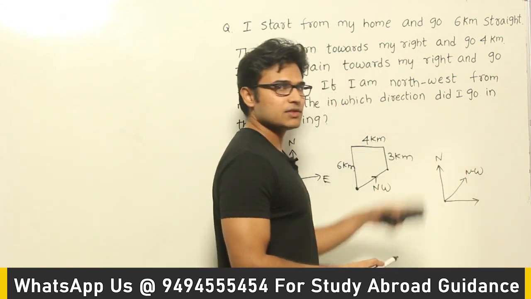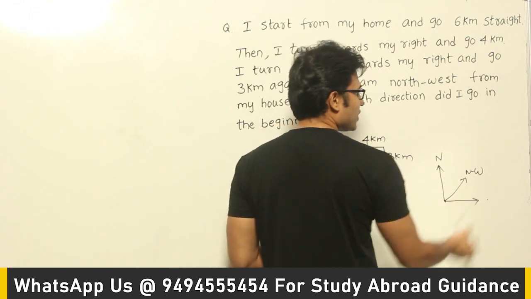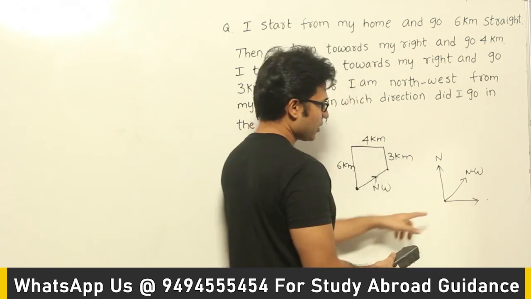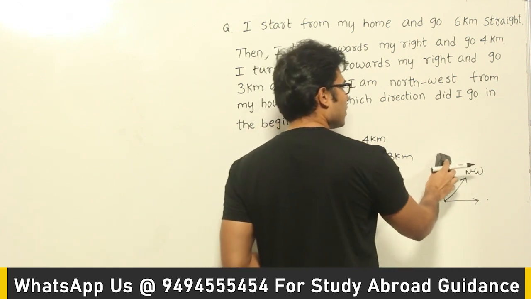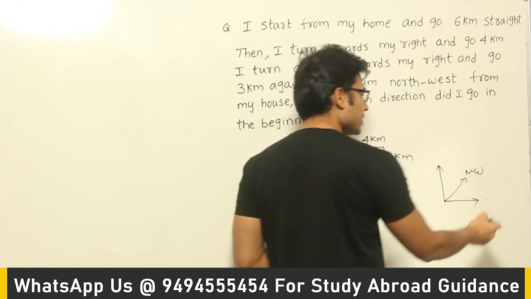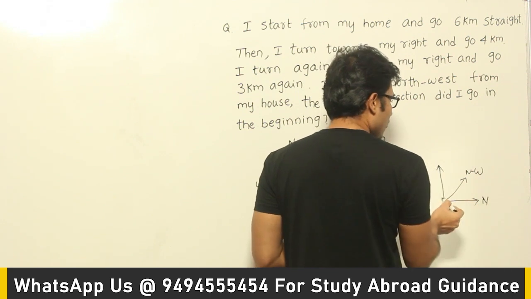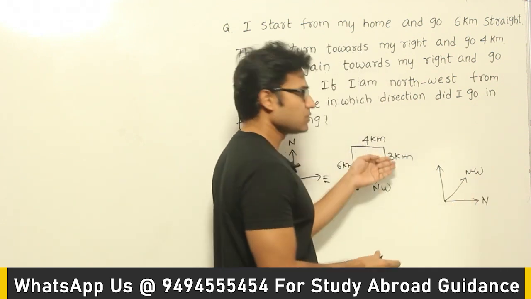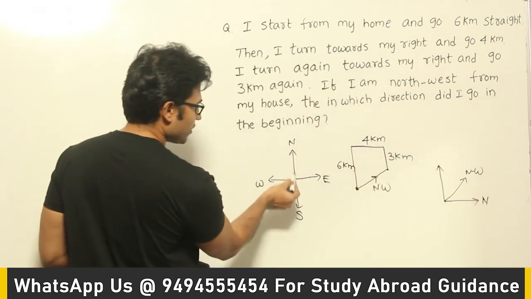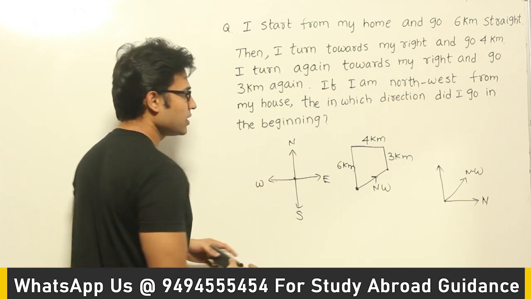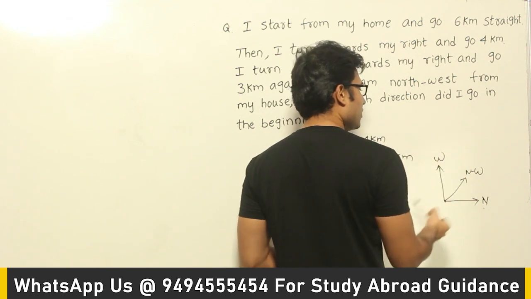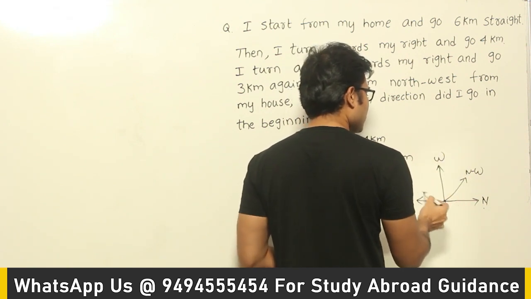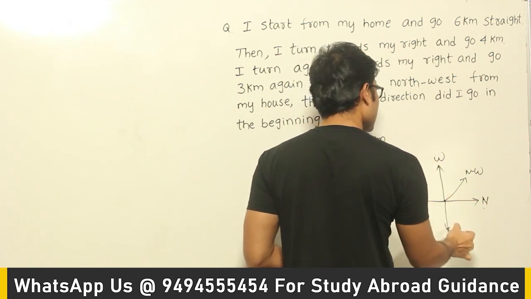If this is north, then this would definitely be east. Why? If you are walking towards the north, towards your right there is east, therefore it cannot be north. Now let us assume that this is north. If you are walking towards north, then your left is going to be west. Therefore if this is north, this is going to be west, and you know how to fill the others. Then this will be south and this will be east.